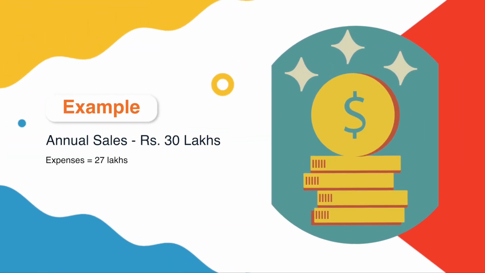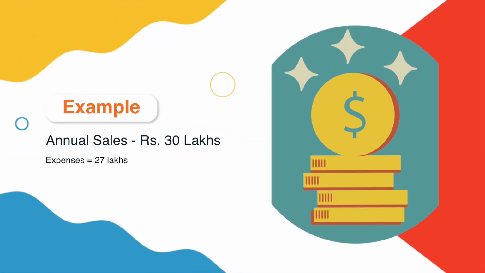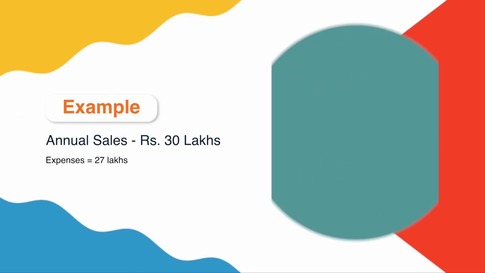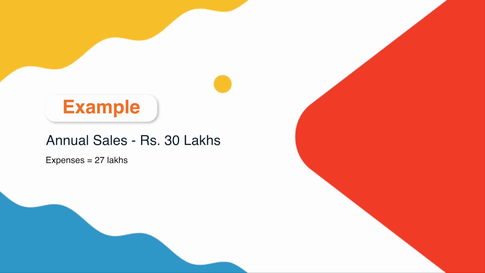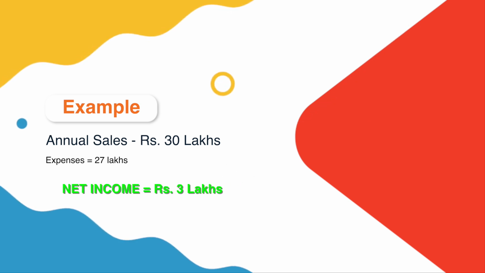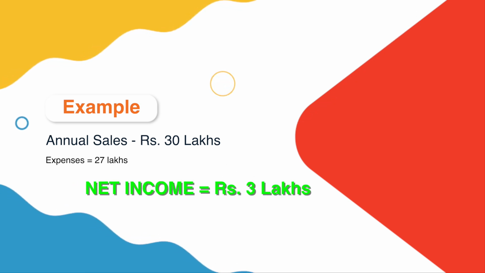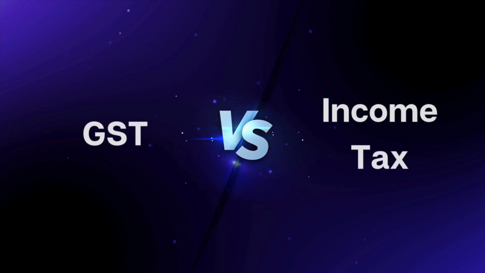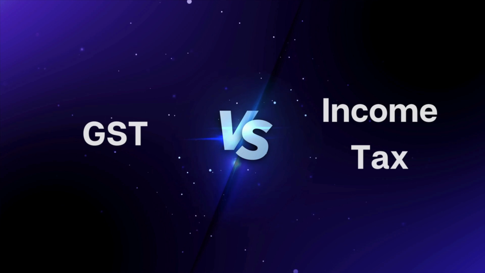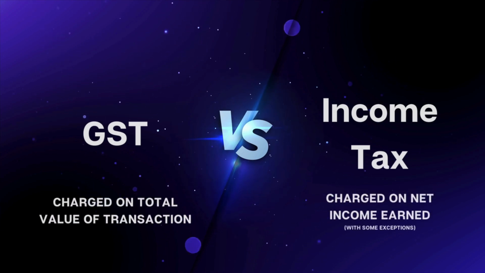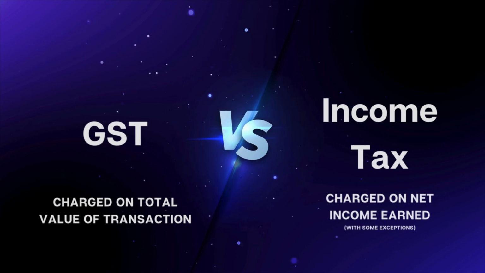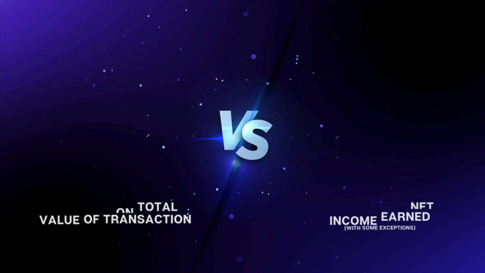Let's take an example for clarity. Consider a business with annual sales of Rs 30 lakhs and expenses of Rs 27 lakhs. The net income here is Rs 3 lakhs and this is the amount subject to income tax, not the entire Rs 30 lakhs. What's the difference between income tax and GST? While GST is charged on the total value of transactions, income tax is applicable only on the net income earned, barring certain heads of income.